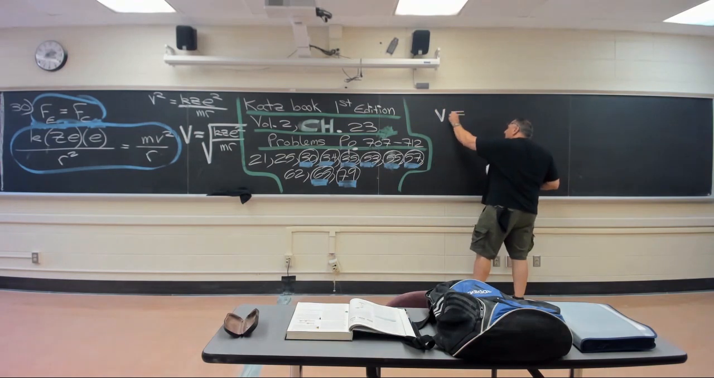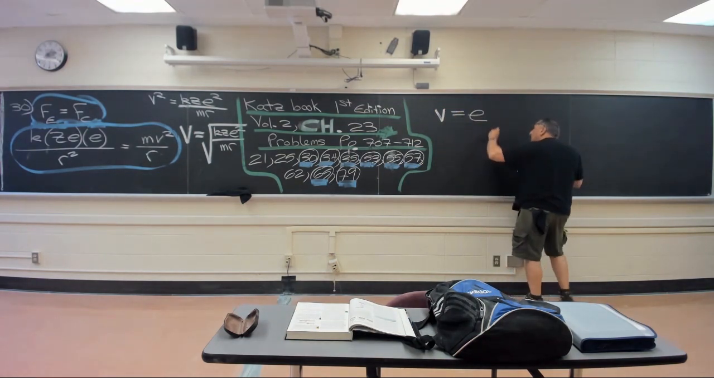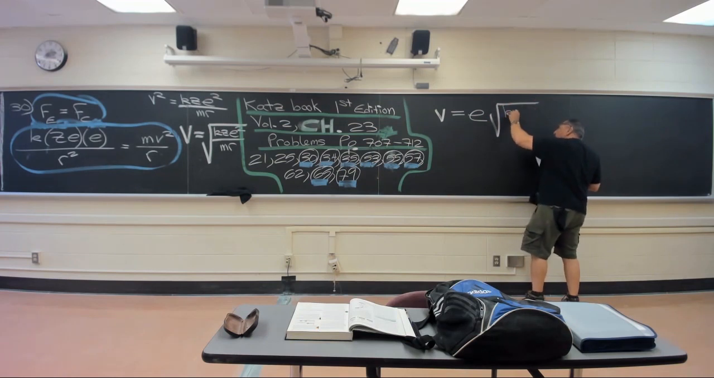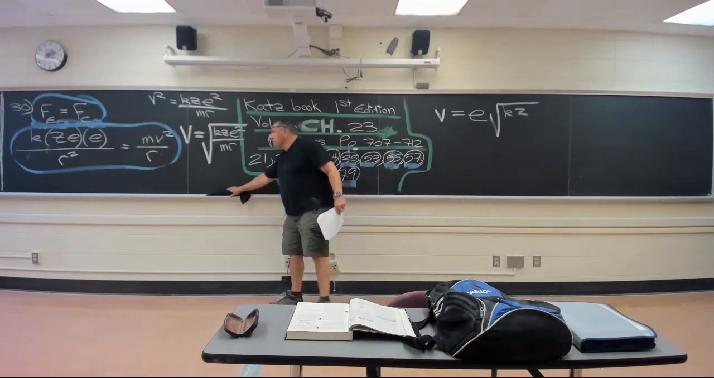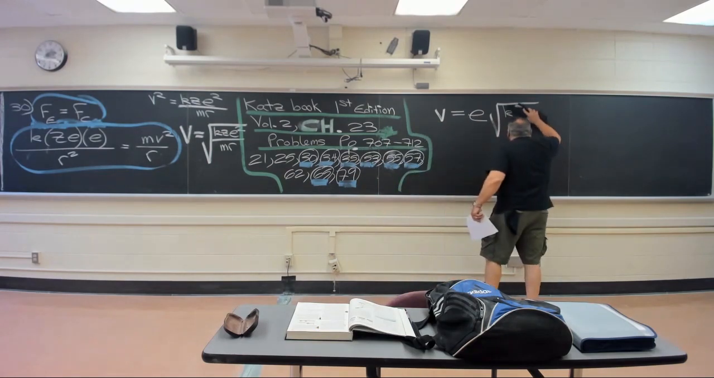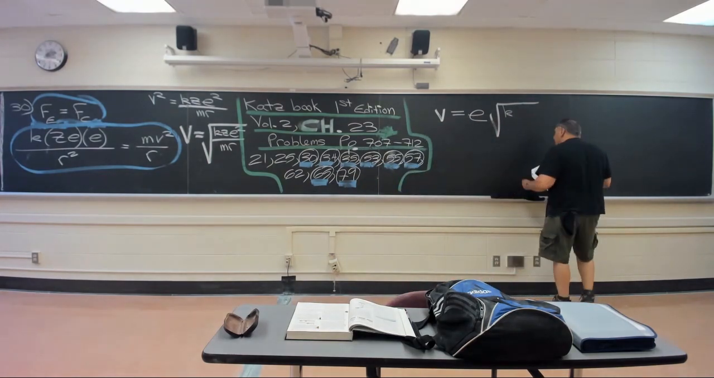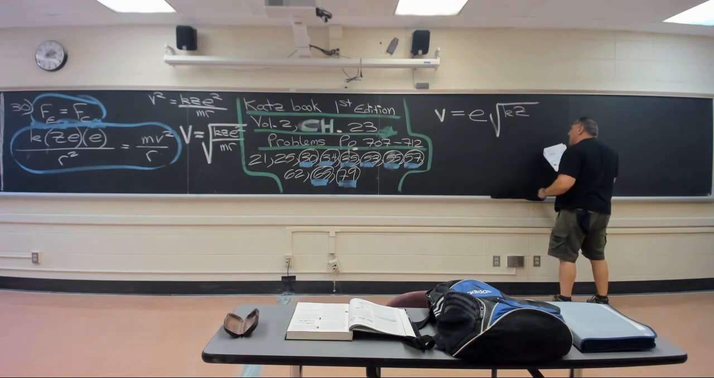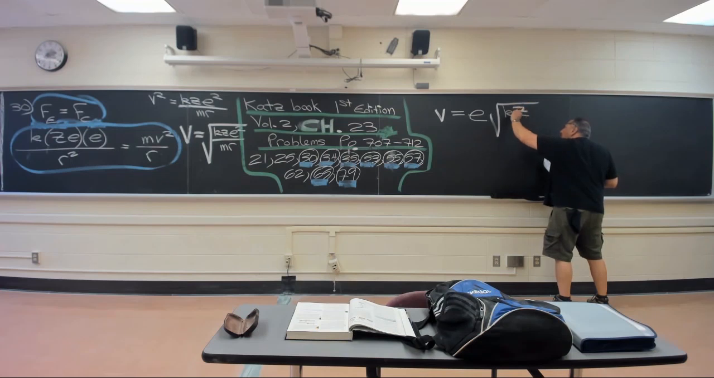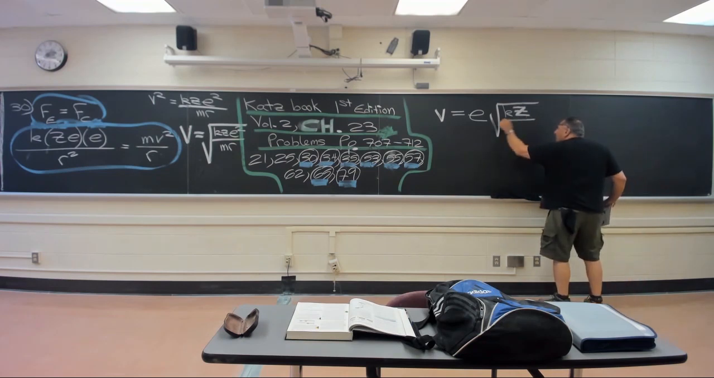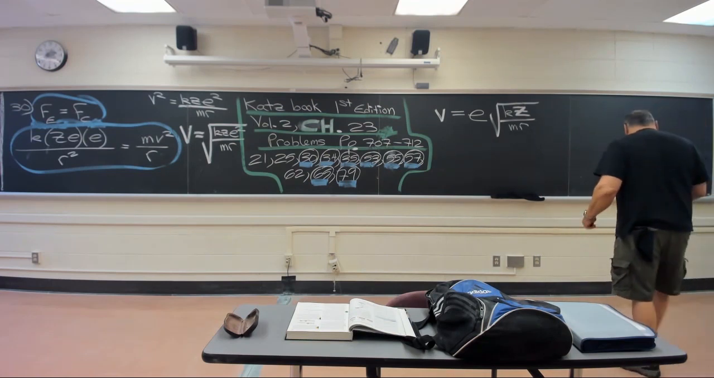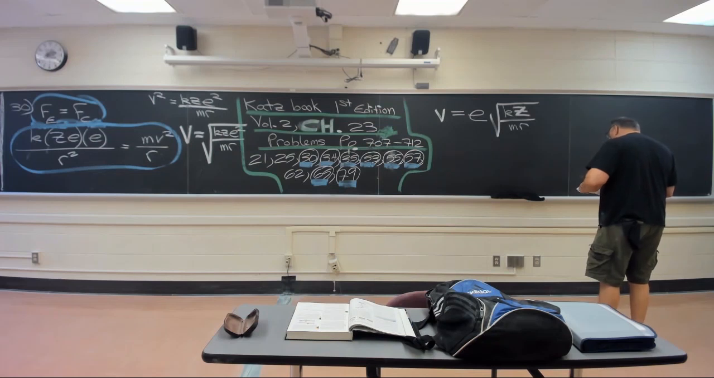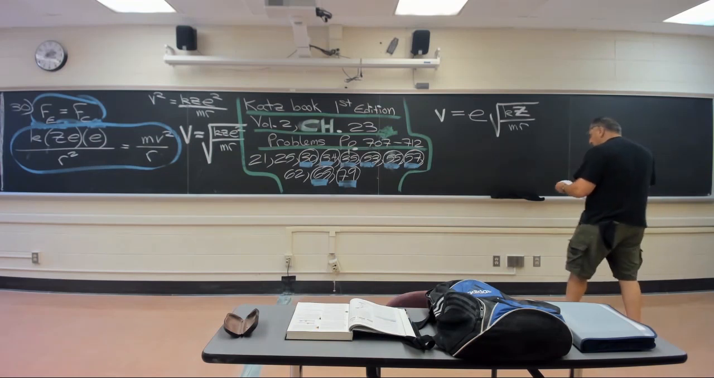And what we're talking about is e times the square root of k Z over m r, where e is the magnitude of the electron's charge. You know, we're talking about the speed in terms of what they've already just told you.